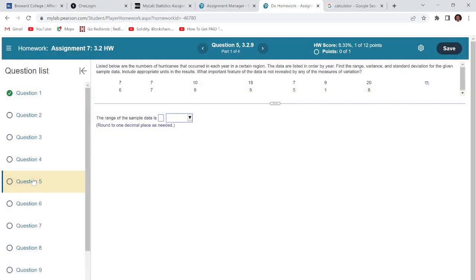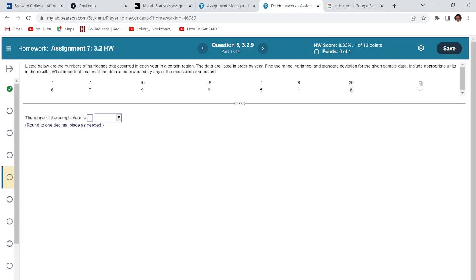Let's look at one other example. Listed below are the numbers of hurricanes that occur in each year in a certain region. The data are listed in order by year. Find the range, variance, and standard deviation for the given sample data. So these are the measures of variation we need to find out. You can always start by copying this data into Excel or StatCrunch. It's up to your choice, or you can use the graphing calculator you have.